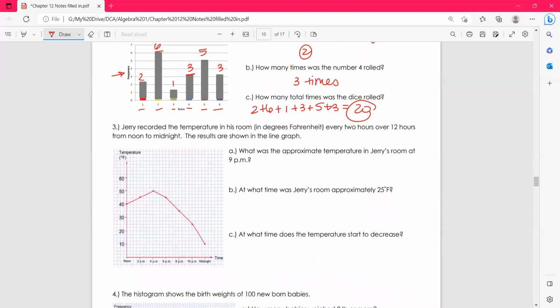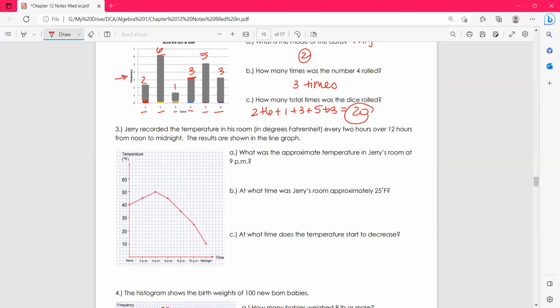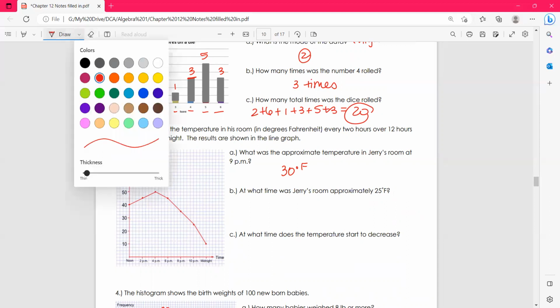Okay, so Jerry recorded the temperature in his room in degrees Fahrenheit every 2 hours. So we've got from noon to 2, 4, 6 p.m. and so on. The results are shown. What was the approximate temperature in Jerry's room at 9 p.m.? So if we find 9 p.m., it's around here, go up to the line graph, and then I've got to go over. That's about 30 degrees Fahrenheit.